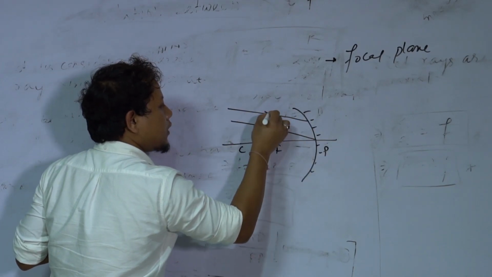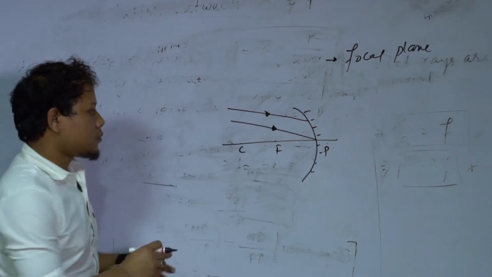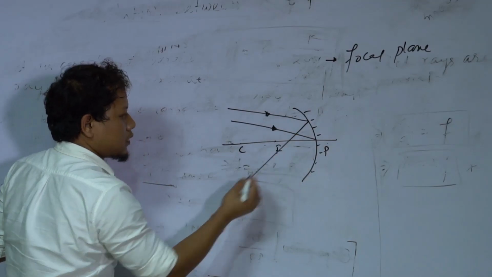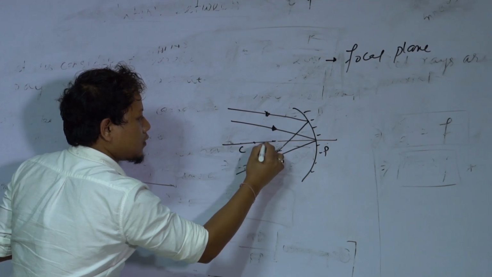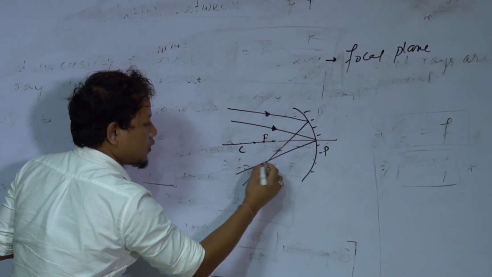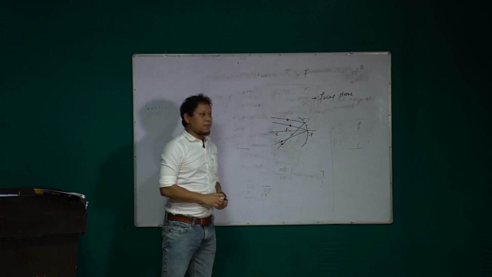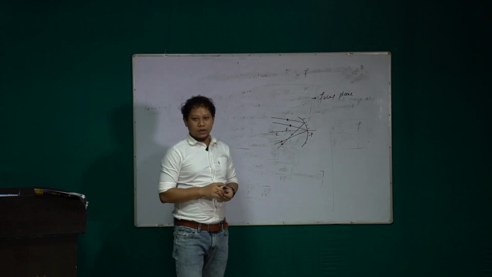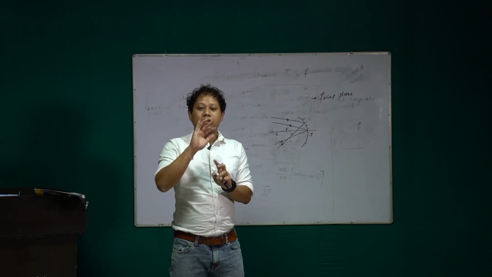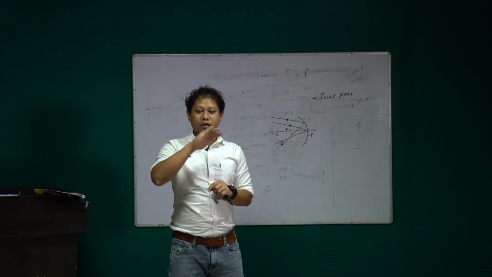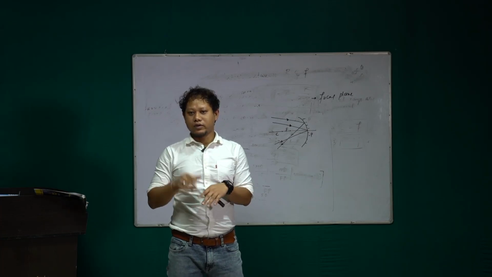Let these two be the parallel paraxial beam of light. It strikes the mirror at this particular point, so after reflection, it will pass through like this. And say this is the focus, the point of intersection between the two reflected rays. So what is the focal plane? First, the definition of the focus. We have already discussed that when a parallel paraxial beam of light converges at a particular point after reflection, that point is called the focus of the concave mirror.